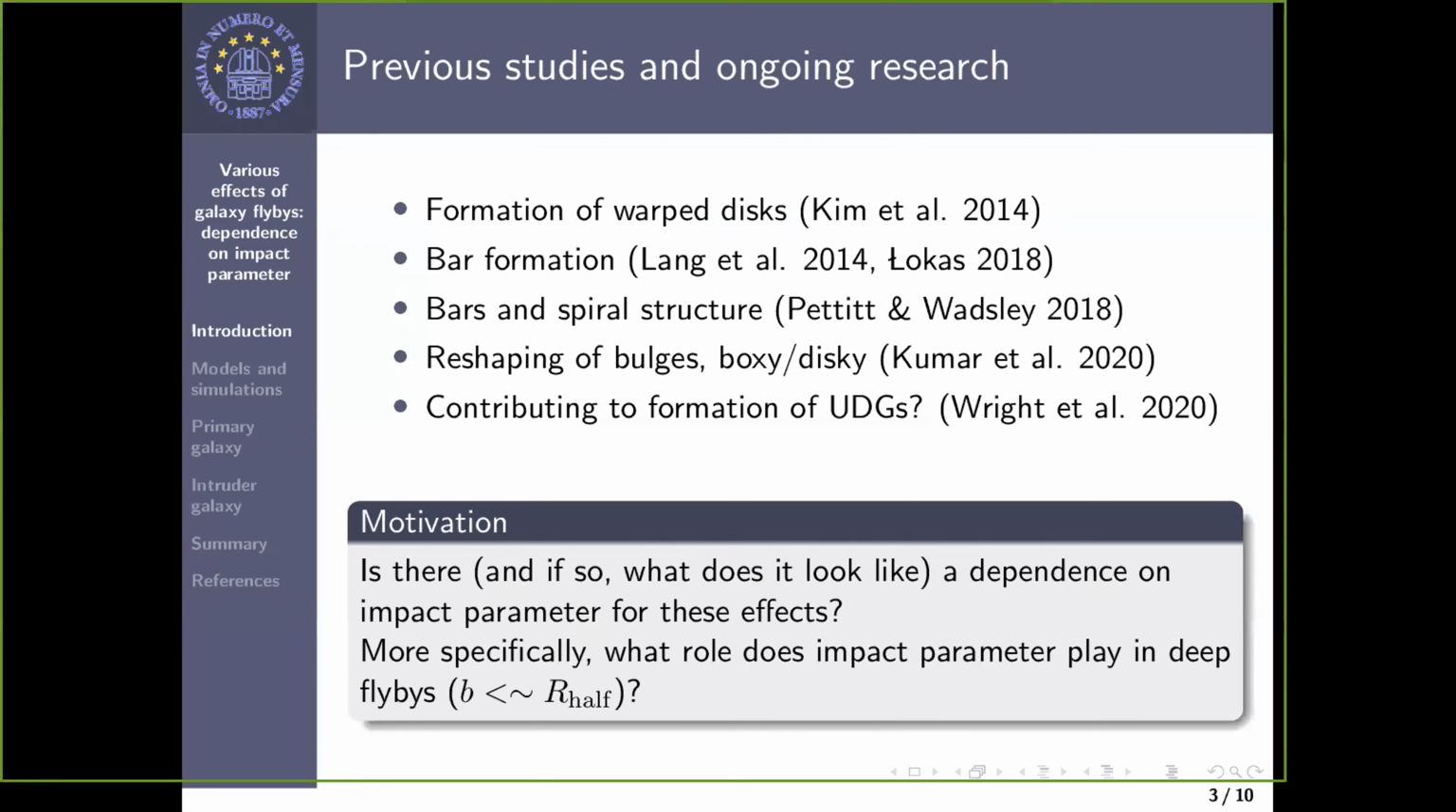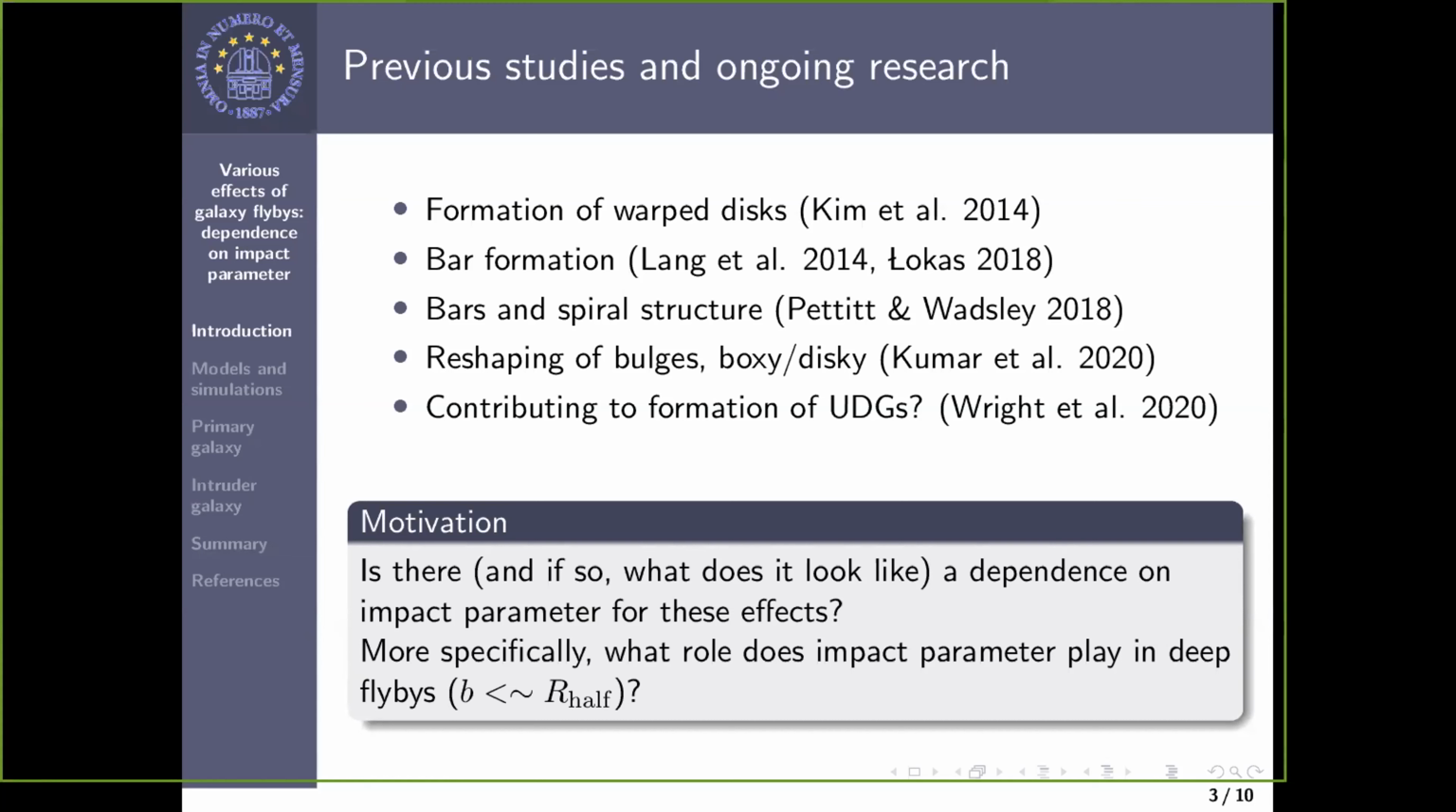What we know so far about these interactions, based on previous research, is that they can drive the formation of warped disks, visible both in stellar components as well as gas. They can also drive bar formation or even enhance previous bar instabilities. And for various different initial conditions, they can drive the formation of both bars and spiral structures, especially two-armed spirals. It was shown that even weaker interactions can induce those features, so even weaker interactions than previously thought.